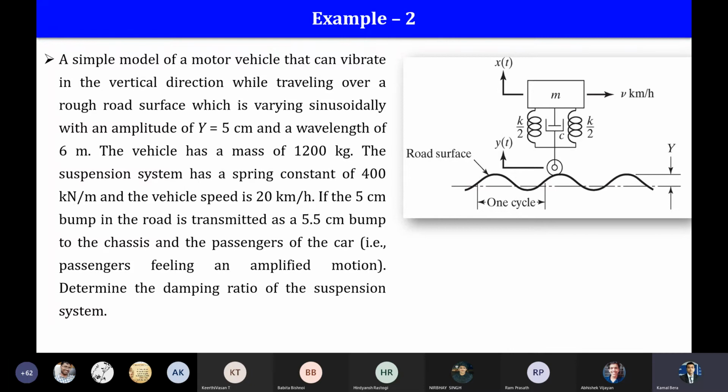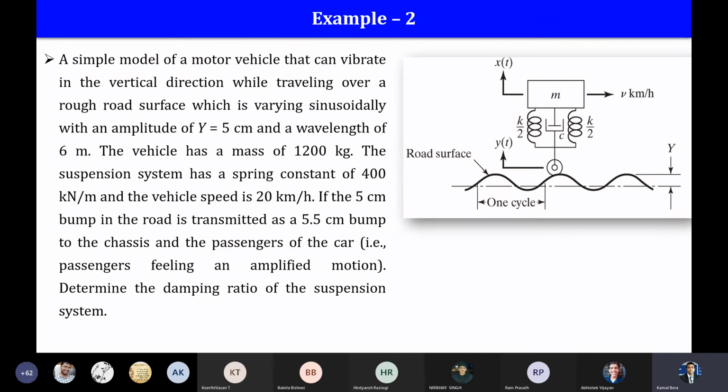Perfect. So basically, what problem is it? Which category does it come under? That is what I am trying to ask. Ground displacement, so it is the displacement transmissibility, right? Yes, it's a displacement transmissibility problem. So now you understood, just apply the formula and finish it.